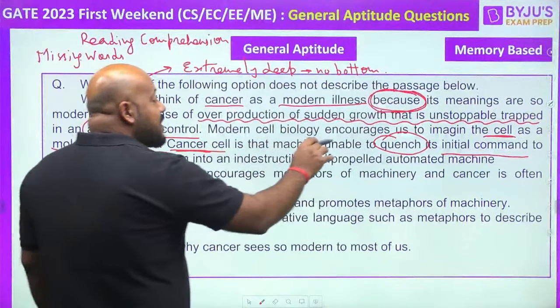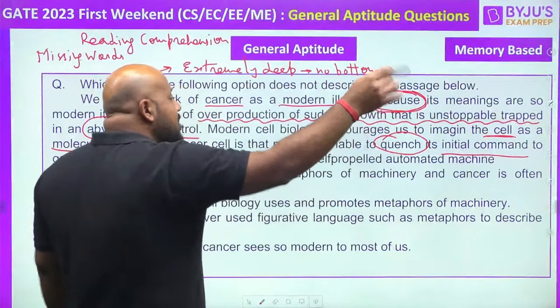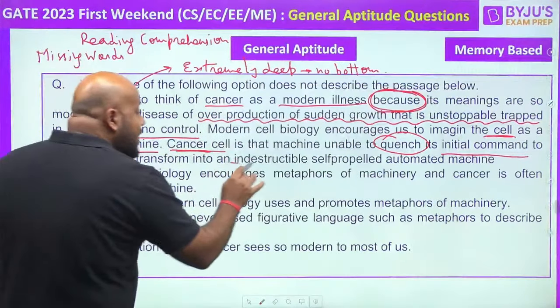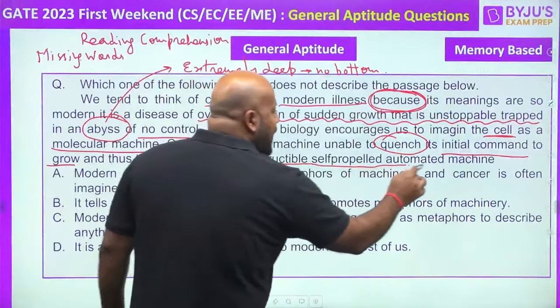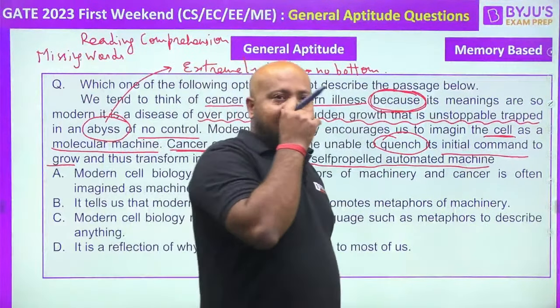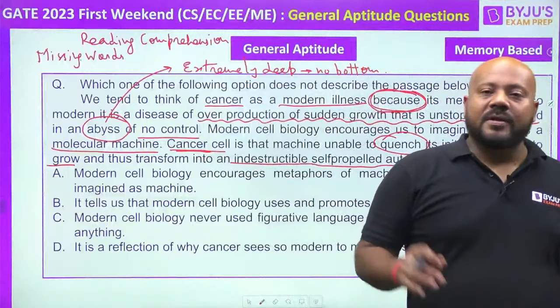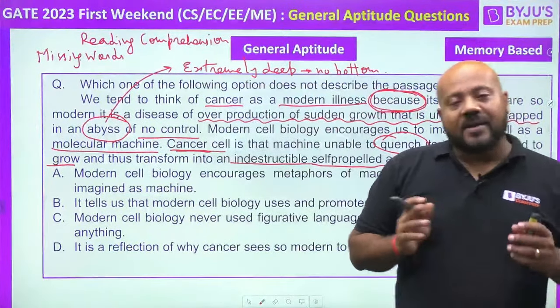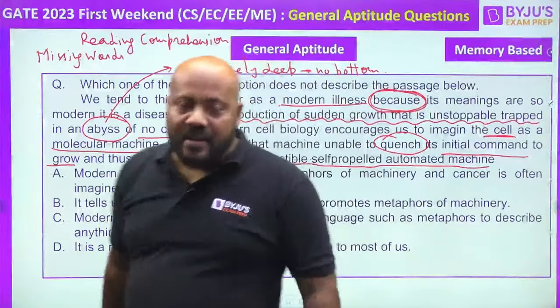Now, cancer cell is that machine unable to quench its initial command to grow and thus transforms into an indestructible, self-propelled, automated machine. जो पहली बार में इसको कमांड मिला था कि ग्रो करो, उसको इसने अपना धर्म मान लिया. अब ये कह रही है शरीर को ही मार डालो लेकिन ग्रो करो. So that is called cancer.